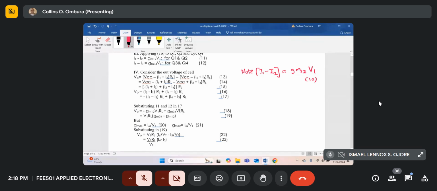So I take RL in 18, and V1 common, so I take it outside. So we'll get V1 RL into brackets GM34 minus GM12. This is a simplified form of 18, but we know that GM34 is nothing but I6 by VT, and GM12 is I5 by VT.